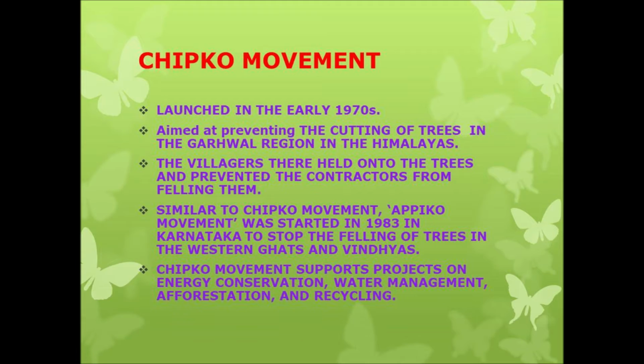The Chipko Movement was launched in the early 1970s. It aimed at preventing the cutting of trees in the Garhwal region in the Himalayas. The villagers there held on to the trees and prevented the contractors from felling them.